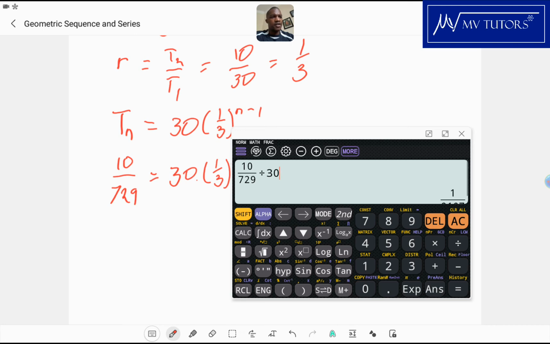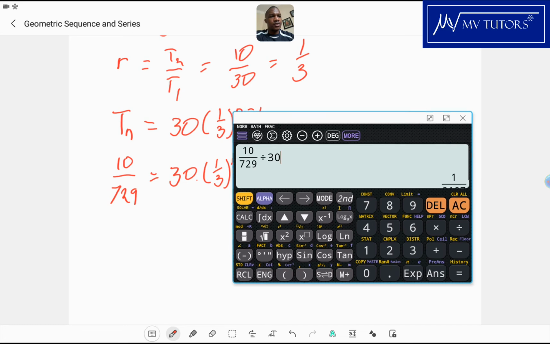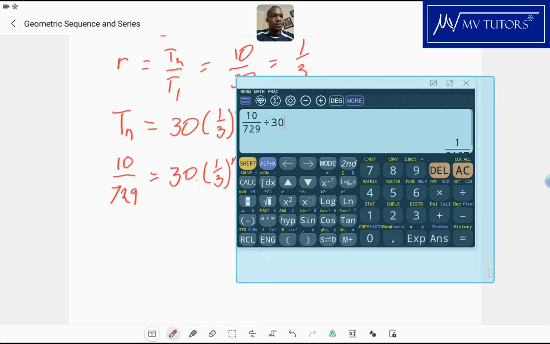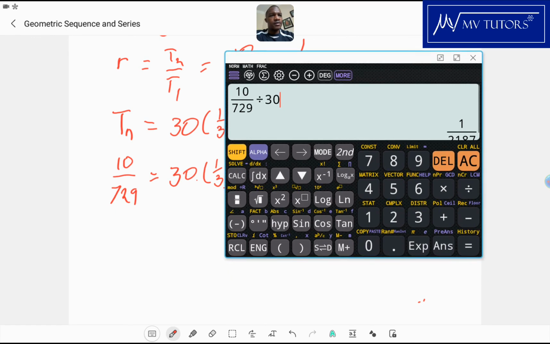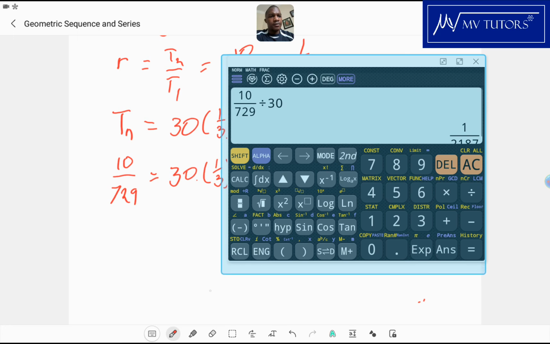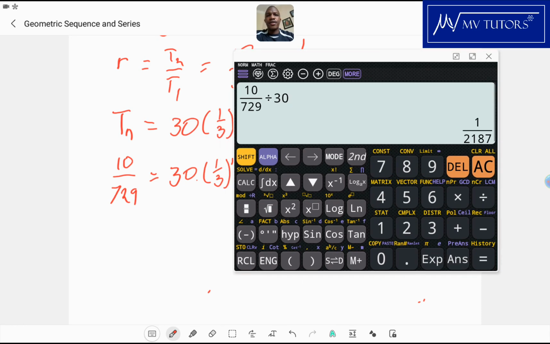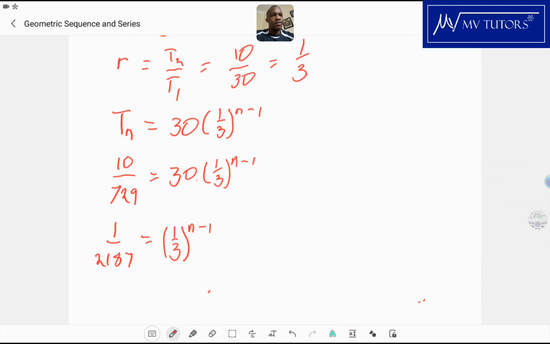Okay, let me give this in fraction form. Let me just increase my screen. There you go. Come on, calculator. Still not big enough. Let's increase you again. There we go. Sorry for wasting your time, but it had to be done. Anyway, we have 1 over 2187 equals, this time, 1 over 3 to the power n minus 1. Okay, thank you so much.